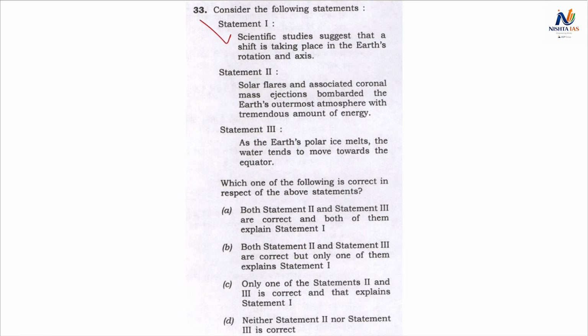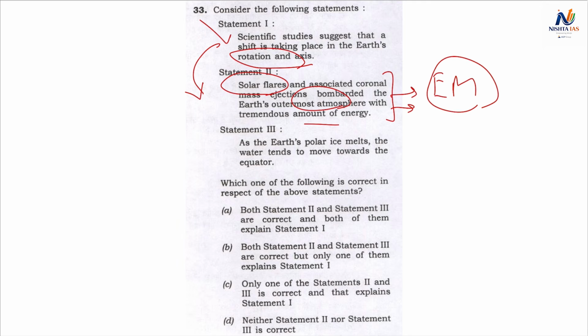And now here there is a question which was directly asked. Scientific studies suggest that a shift is taking place in the Earth's rotation and axis. And why? Because statement 2 says solar flares and associated coronal mass ejections bombarded the Earth's outermost atmosphere with a tremendous amount of energy. So friends, here the solar flares and the coronal mass ejections are only charged particles or might be intense electromagnetic radiations. So they don't change the density of the Earth or the distribution of the density of the Earth. As they are not disturbing the density of the Earth, they will not have any part in the rotation of the Earth.